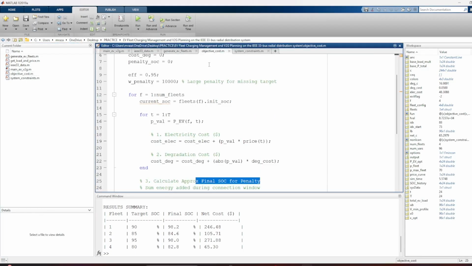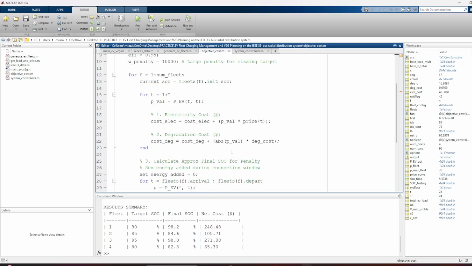And the next file is objective cost.m. Here in this objective, we have considered a lot of parameters, like electricity cost and degradation cost, which is considered for the batteries. When we have to use our batteries for a long period of time, then we have to consider this degradation cost factor.